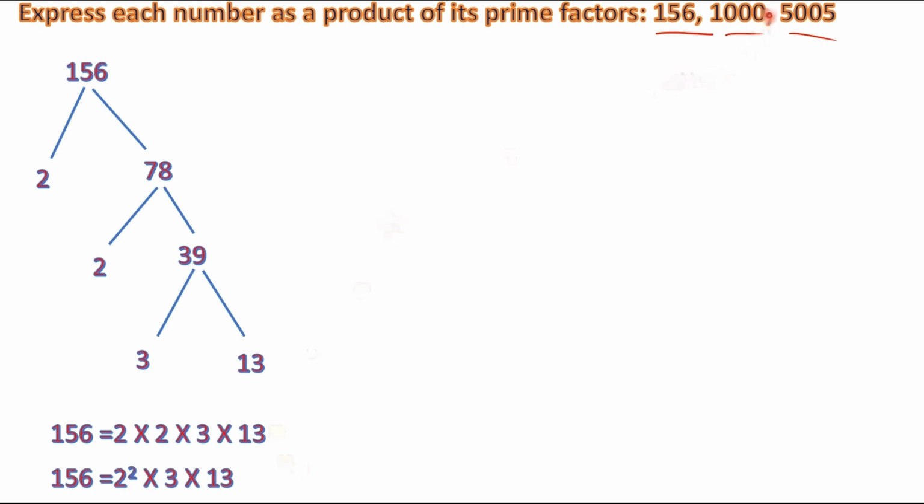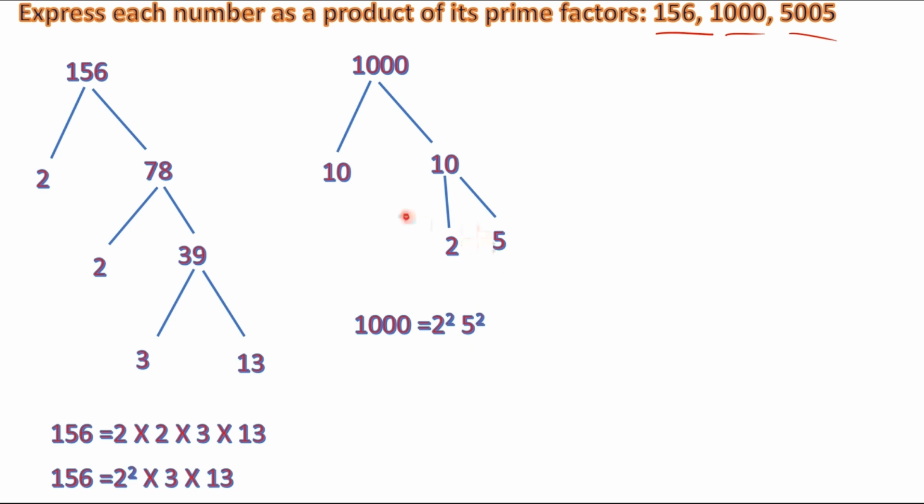Now we'll see the example for 1000. 1000 can simply be split as 10 into 10. If you find the prime factors for one 10, then you can just double it because it's the same. 10 can be written as 2 into 5. So directly for 1000, it's 2 square and 5 square, because it has two tens. You need not do it again for this 10.